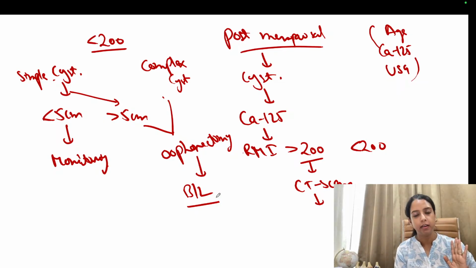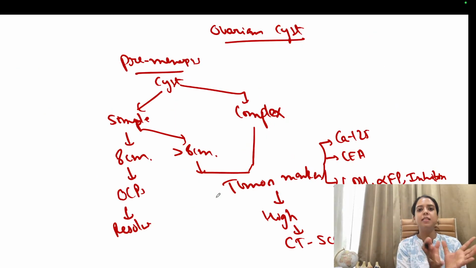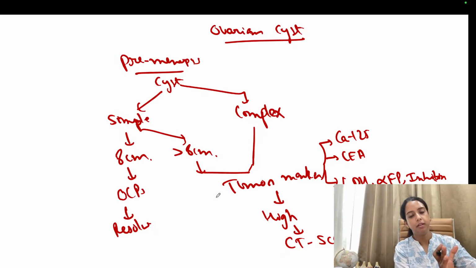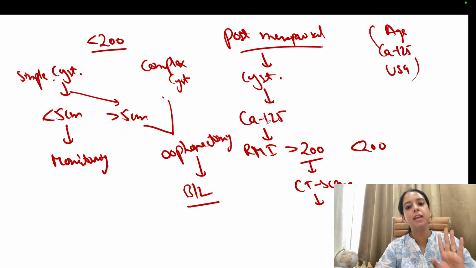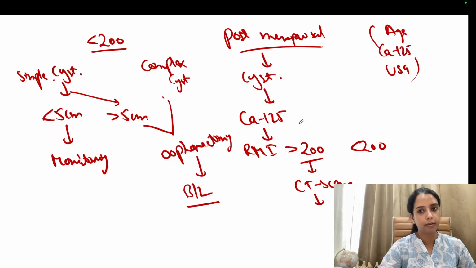Do the CT scan. In perimenopausal, first thing, if it is a simple cyst, do nothing. Simple cyst is common unless it is big. But if it is a complex cyst or a big simple cyst, do the tumor markers. And tumor markers is not only CA-125, LDH, HCG, alpha fetoprotein also. And then decide. Okay, remember in postmenopausal you only need to do CA-125 and nothing else.